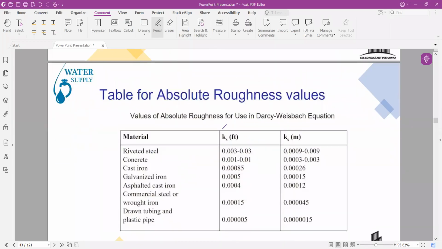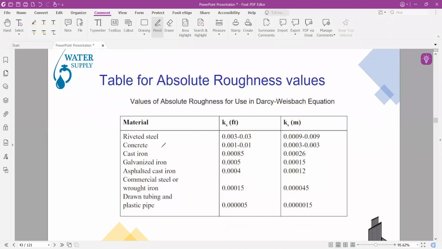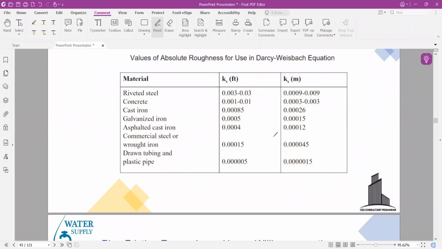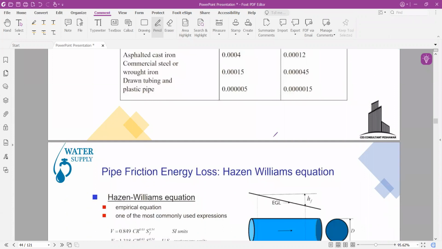These are the absolute roughness values for different types of pipe material: riveted steel, concrete, cast iron, galvanized iron. These are material properties in feet and meters. These are fixed values, and you can easily take them from this table.